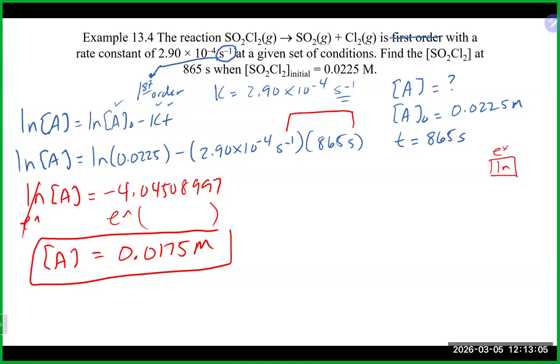Those are some things to check. If you're curious what the half-life is, you could put the rate constant into the half-life equation, and it'll tell you how long it takes, so you can judge where your answer should be.